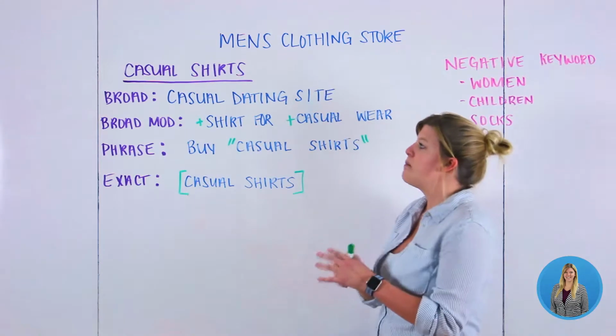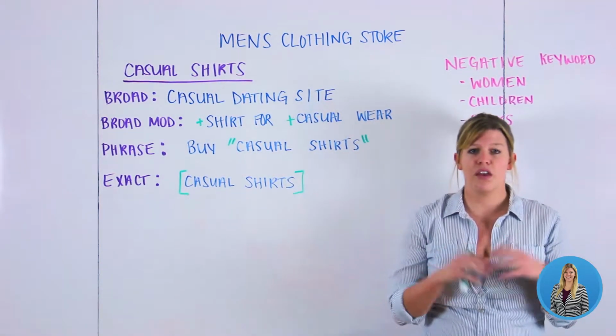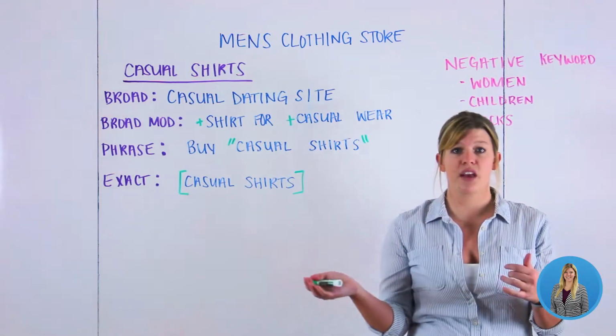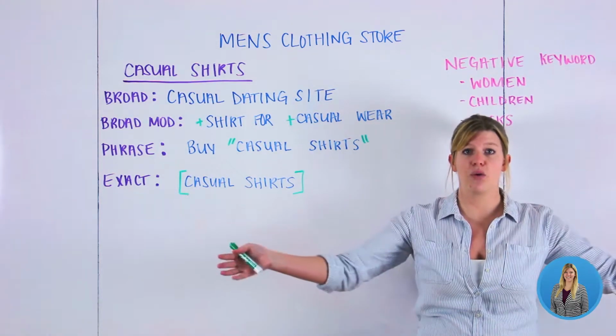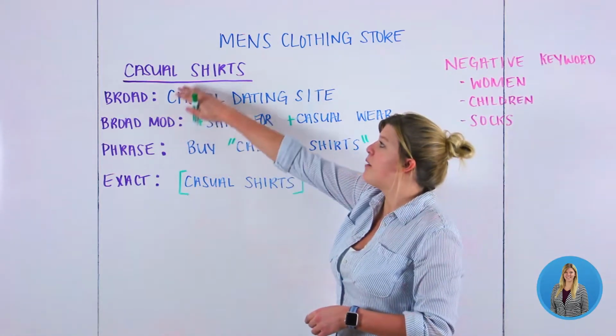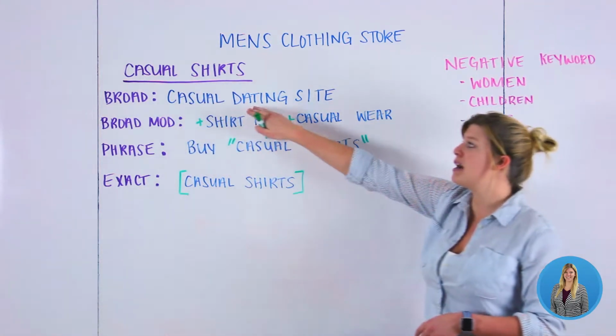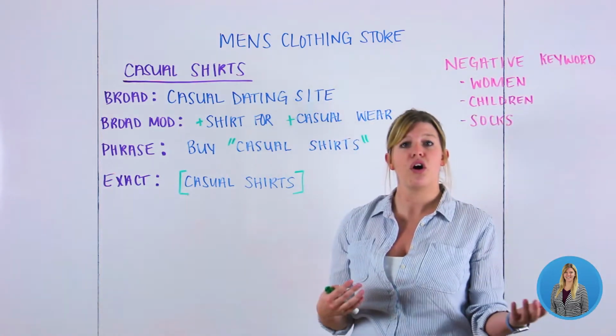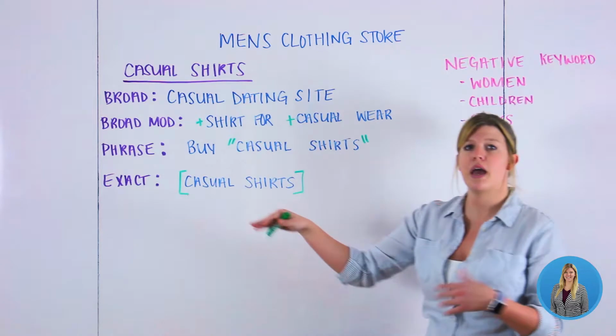So broad means that of the words that you include in your keyword, only one of the words has to show up, and it can show up with any other word that someone wants to search around it. So for broad, casual shirts, I could come up for casual dating site. Obviously that doesn't relate to my clothing store at all, so I probably wouldn't want to do a broad match type.